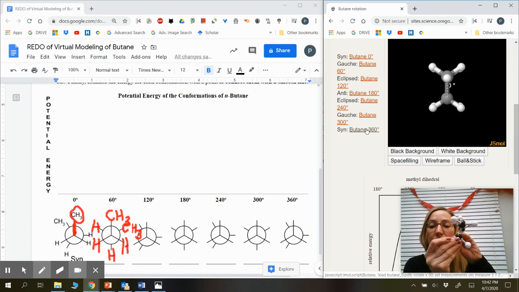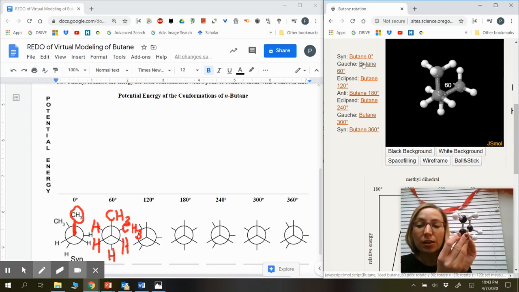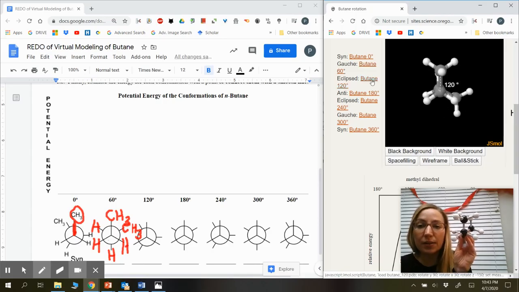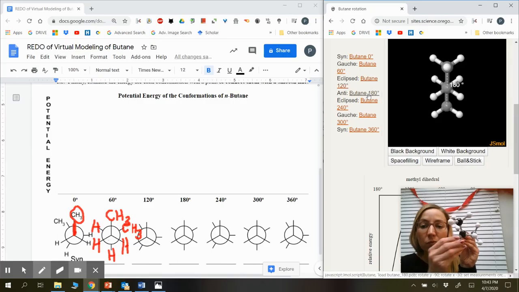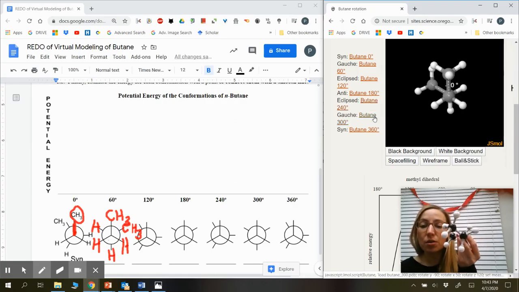And here we've got, let's just start over again. So let's start over again. I was going to say here we got syn. So let's just look at the whole rotation again, starting at syn. We're going to go to gauche. A little bit staggered, a little bit better. Let's go to eclipsed. Those eclipsed don't have any fancy name. We'll go to anti. Then we'll go to a little bit eclipsed. Then we'll go to gauche.